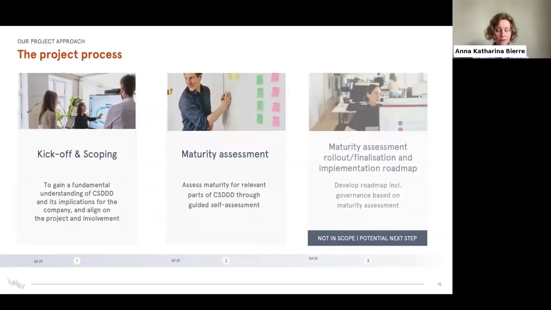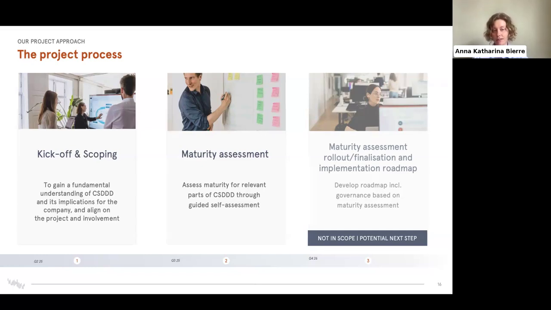Now I'd like to talk a little bit about what a process looks like when doing this project with us. The projects that we have done with Ørsted and Copenhagen Airports essentially consist of 2 work packages. The first is what we call a kickoff and scoping exercise or work package. It's not something that is unique for this type of project. It's something that we do across all our projects here in Nordic Sustainability.